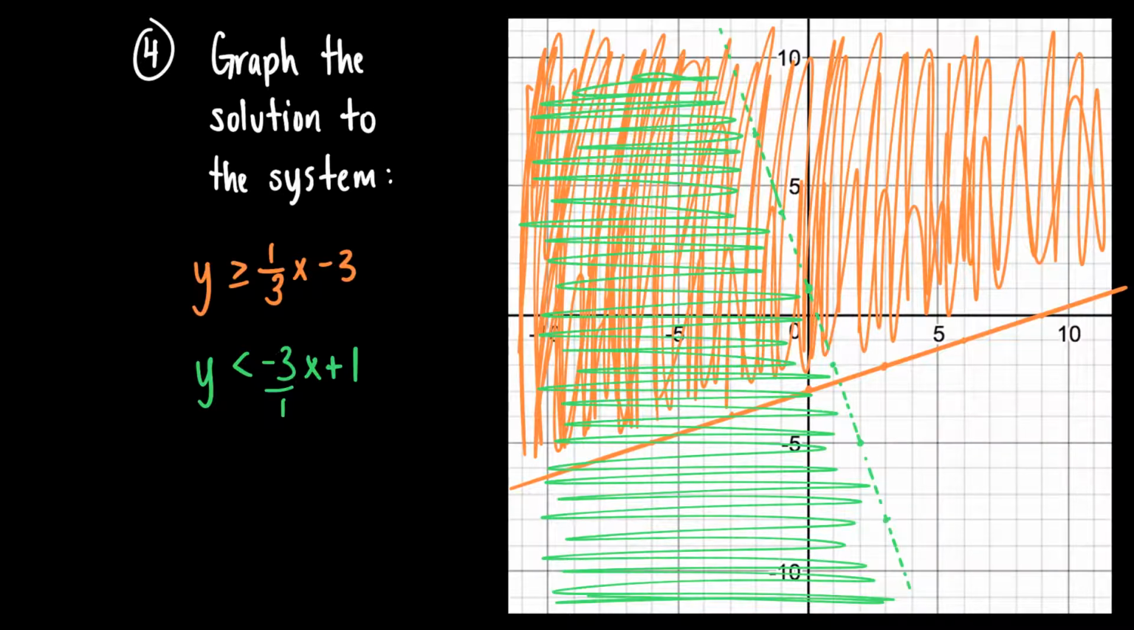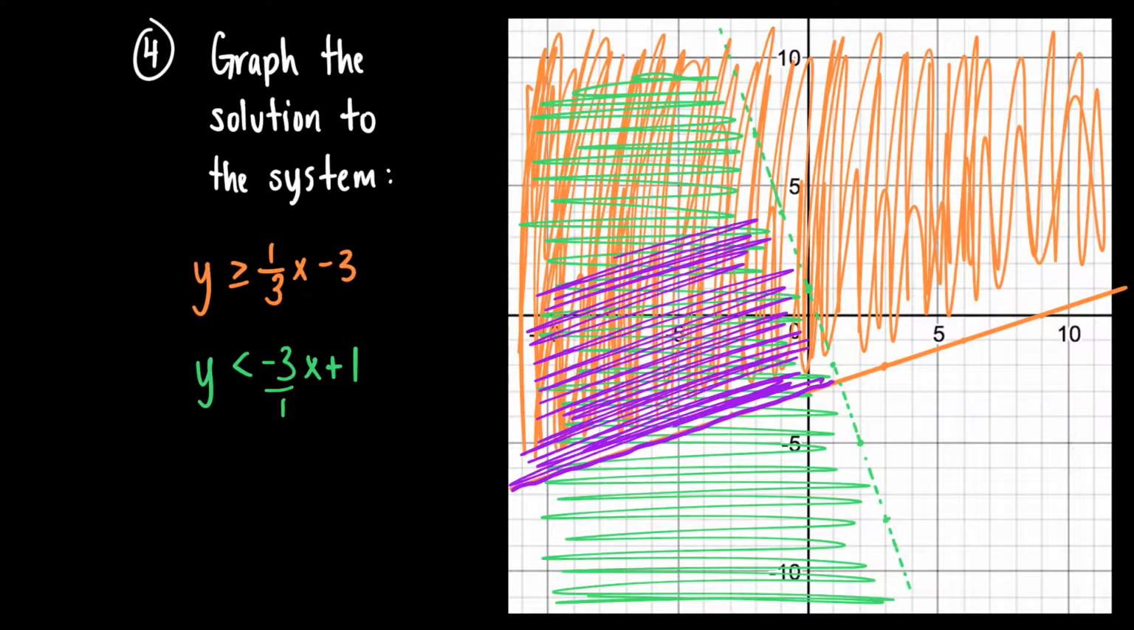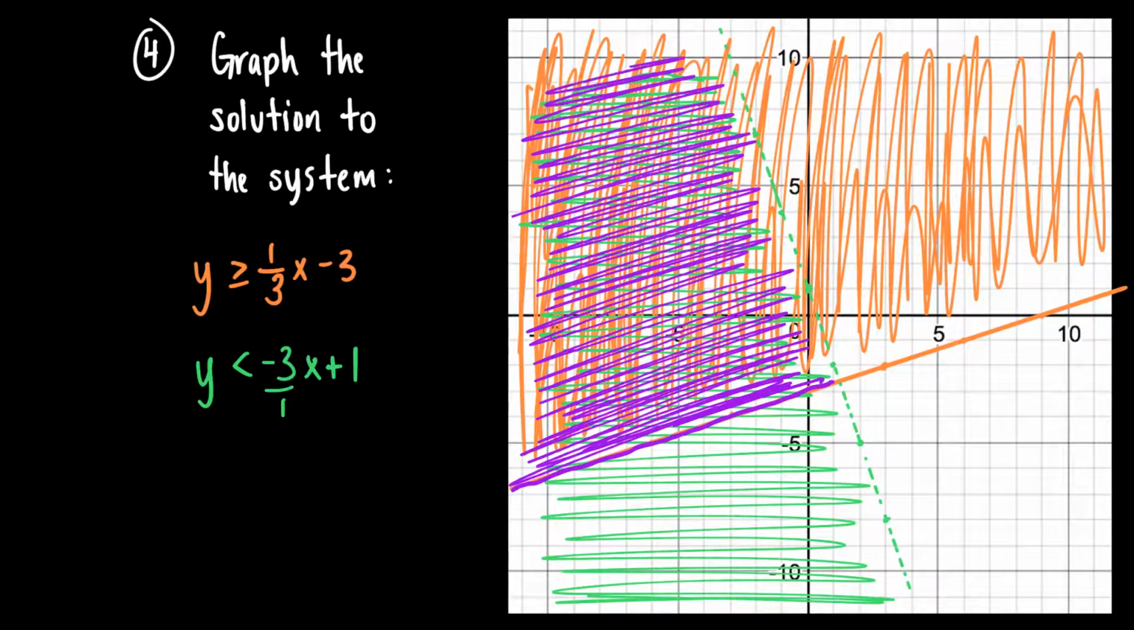So for the system here, I'm going to use a purple color, and the purple color is everywhere where the orange and the green overlap. That's going to include this line right here, and everything basically up this way. So the orange and the green both happen to be colored in this purple section here. I'm going to leave this green dashed line dashed like that. And so the solution set then is this purple area right here. It's this boundary line, and then it's everything above that and everything to the left of this dashed green line.